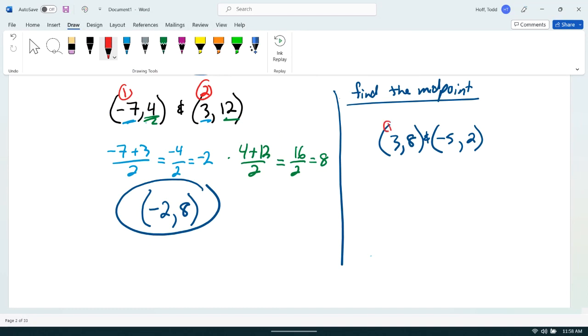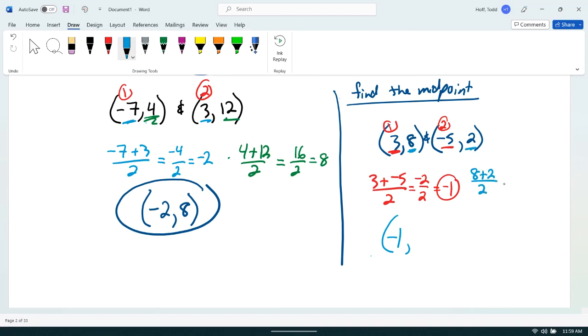So we'll label the points point 1 and point 2. For the x-coordinate of the midpoint, we take the x-coordinates, 3 and negative 5, so it's 3 plus negative 5 divided by 2. 3 plus negative 5 is negative 2, and negative 2 divided by 2 is a negative 1. So the x-coordinate of our midpoint is a negative 1. For the y-coordinate, we take the y-coordinates, 8 and 2. We add them together and divide by 2. So 8 plus 2 is 10. 10 divided by 2 is 5. So the y-coordinate of the midpoint is 5. So our midpoint's at negative 1, 5.